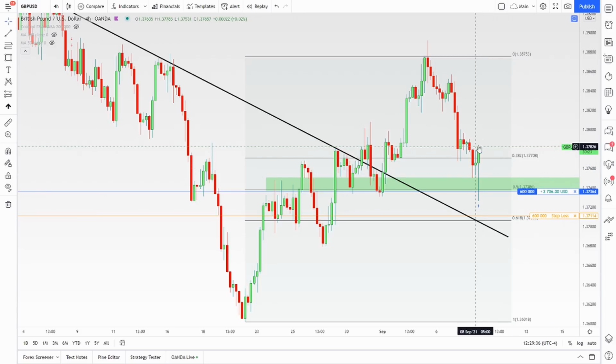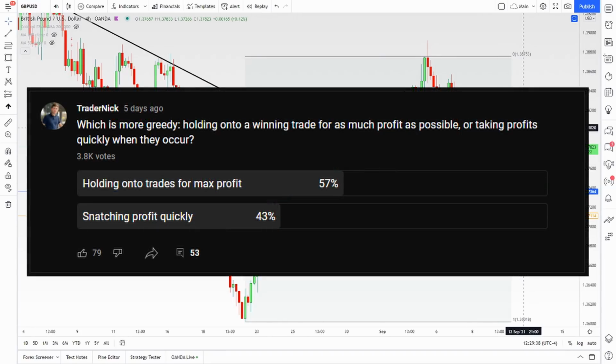This is a poll that I did on YouTube recently where I asked my subscribers, which do you think is more greedy, holding on to a winning trade or taking profit quickly? And actually the crowd was against me on this. Most people said that the greed is actually holding on to a trade for max profit.